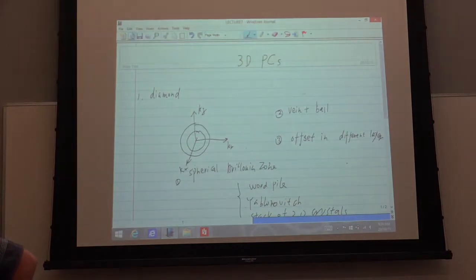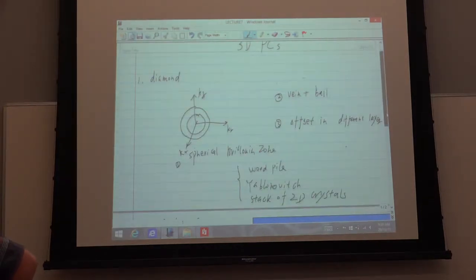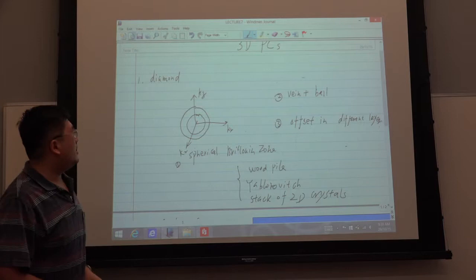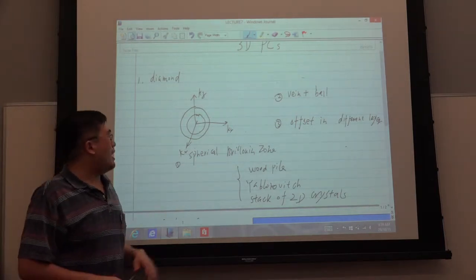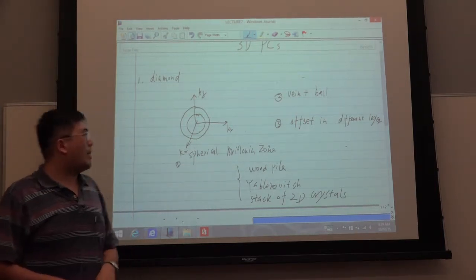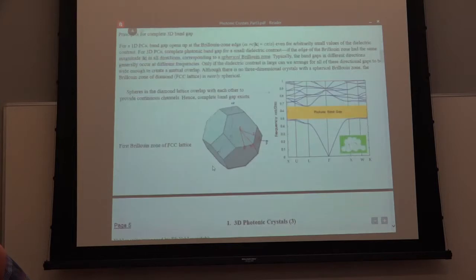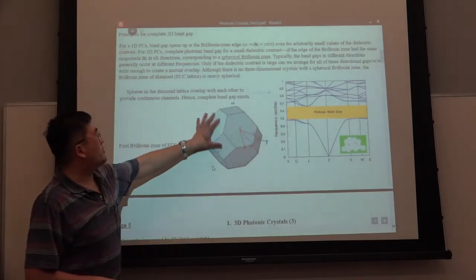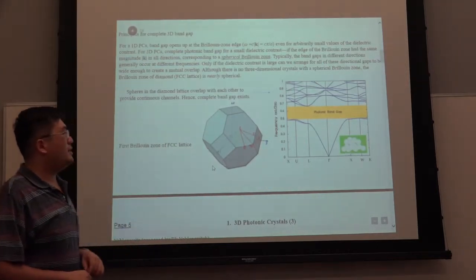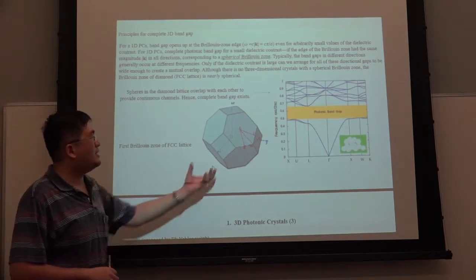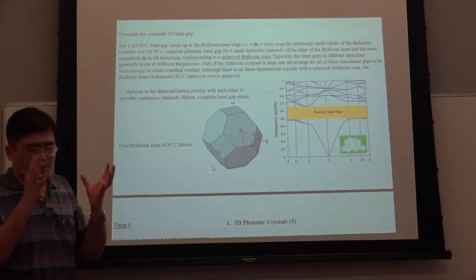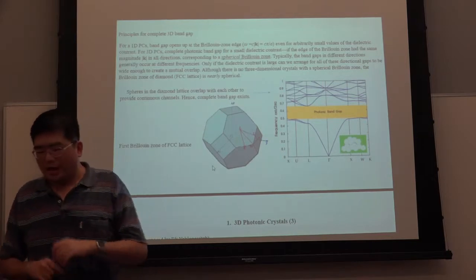Why is the diamond structure important? In summary, it has 3 features. One, it has a quite similar spherical Brillouin zone. So I just show this picture. You can see this is a Brillouin zone for this FCC or diamond lattice. This is similar to a ball, similar to a sphere.